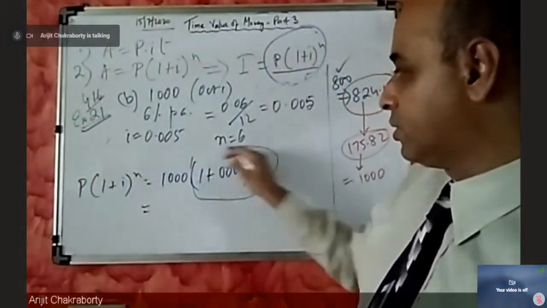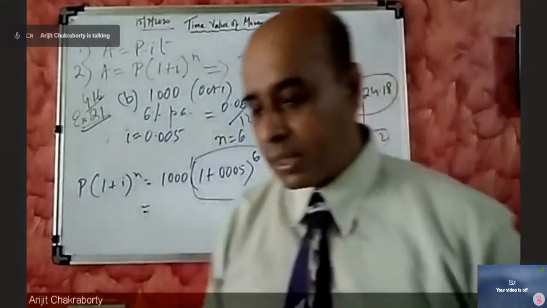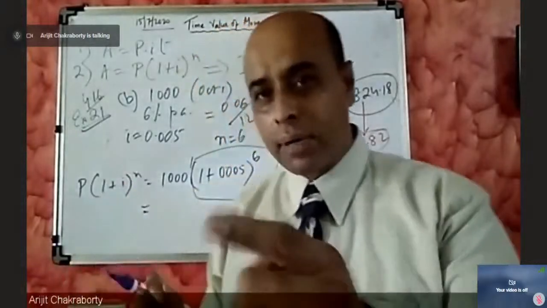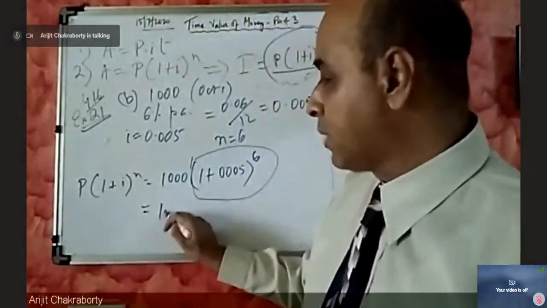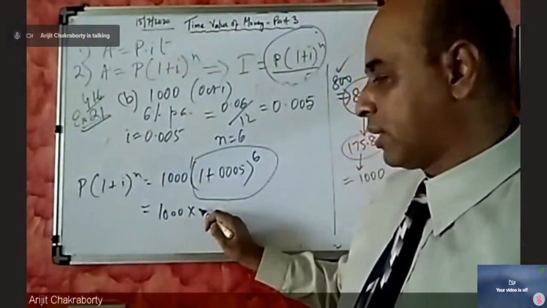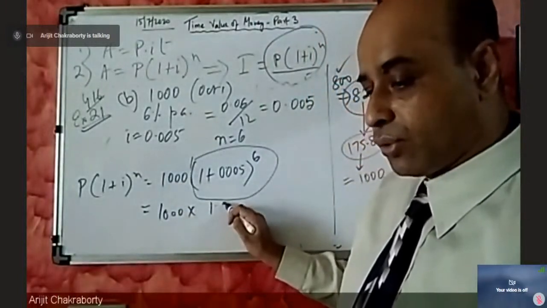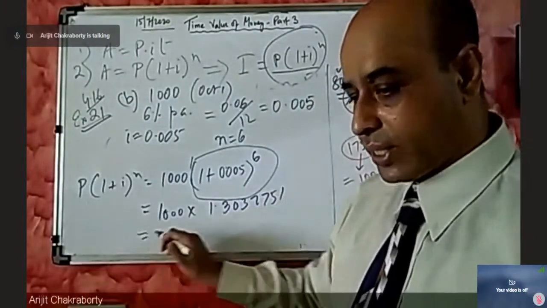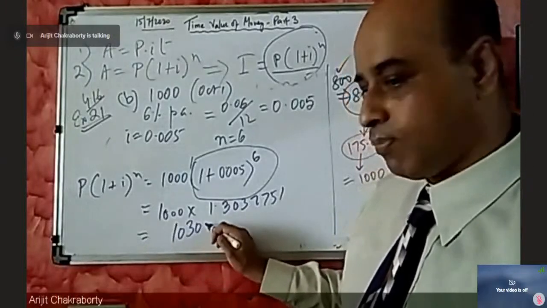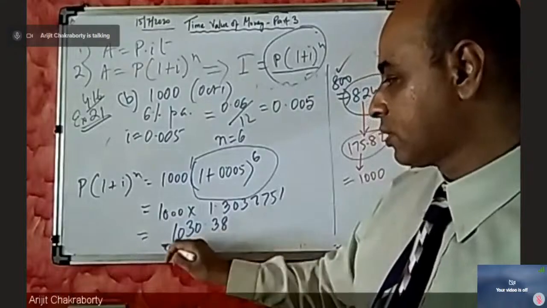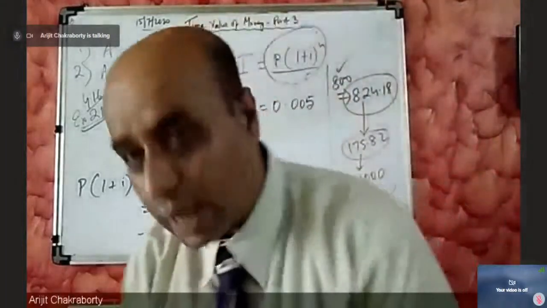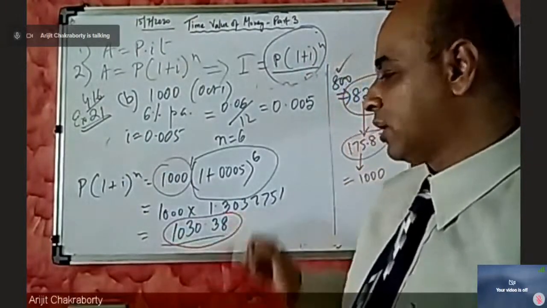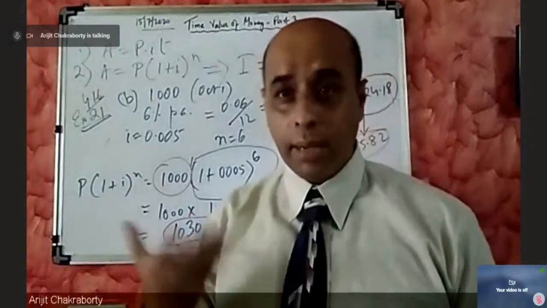If you solve it out, the value is given in the problem. It is coming to 1.03037751. Please check it in the study material. So if you multiply this 1000 by 1.03037751, you are getting 1030.38. So he started with how much? He started with 1000 rupees. He receives 1030.38. So we come to the last part of the question.